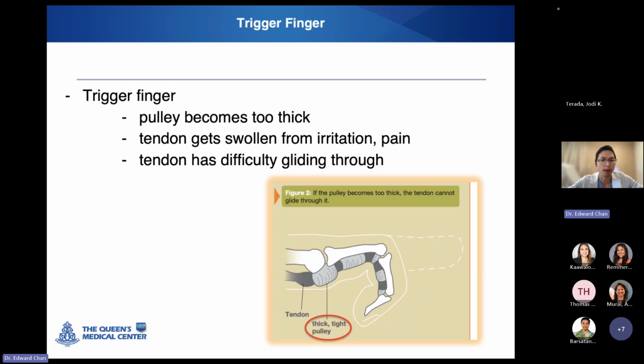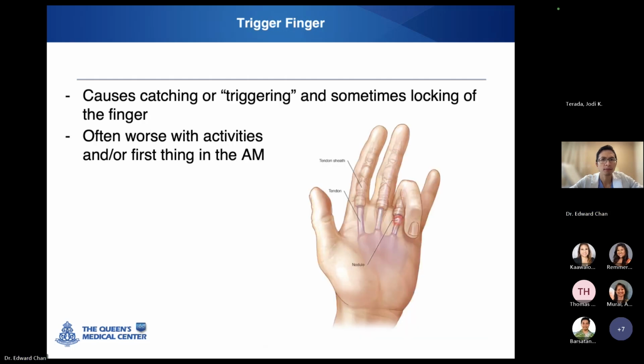And sometimes it gets so bad that it gets locked in a downward position, and people can't straighten their finger out unless they pull on it with the other hand. Or sometimes it's stuck on the other side of the pulley where it's just straight and they have a hard time bending it down. So again, this issue causes catching or triggering and sometimes locking of the finger. That picture shows someone with a finger that's locked because that nodule is now stuck on the other side of that sheath and it has to fight its way to get back through.